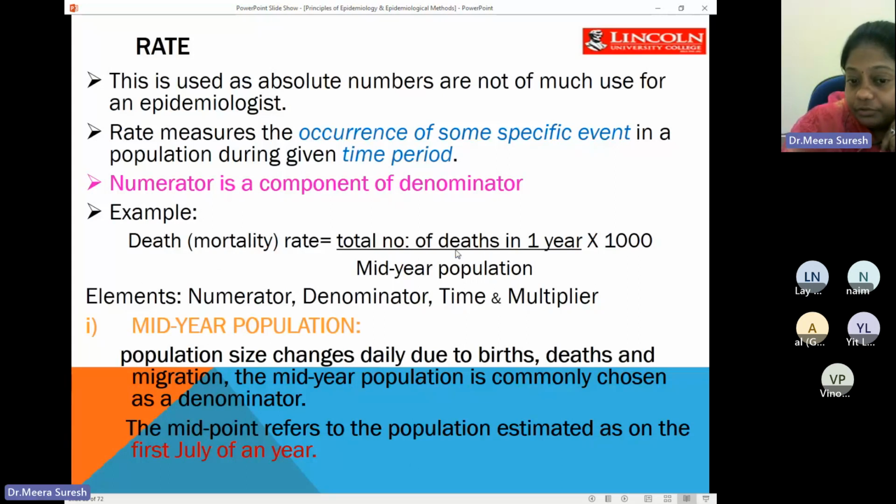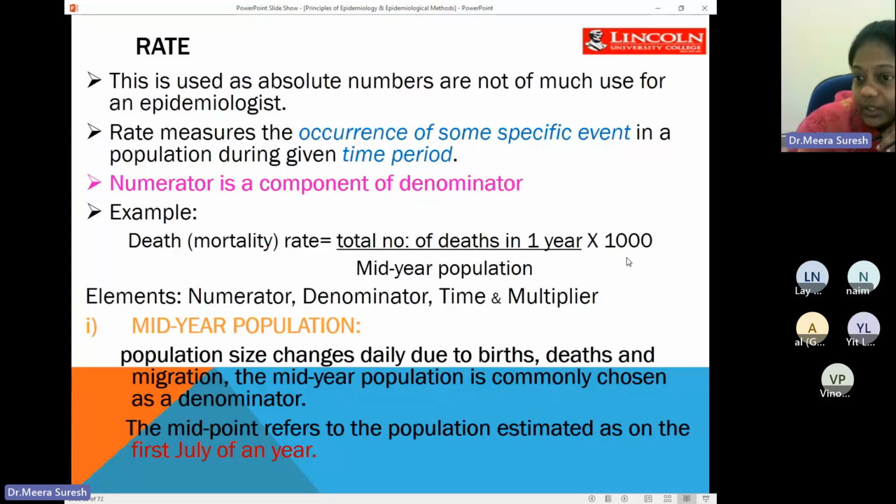So this will be the number of events, the numerator. We will mention a time period. Then we will give the denominator, which is always population, and here it is the mid-year population. And then we have a multiplier. It can be 1,000. Usually 1,000 is used, but it can be 10,000 or 100,000. 100,000 is the maximum we go.